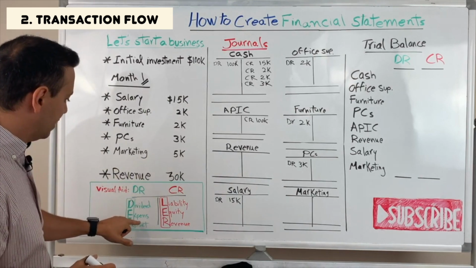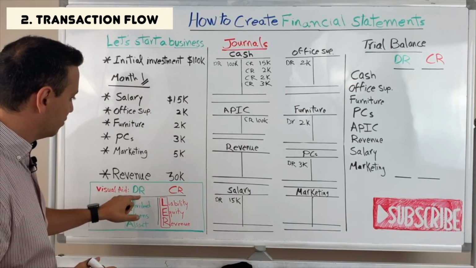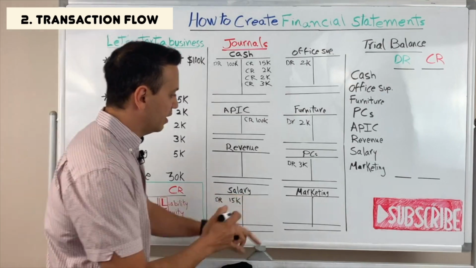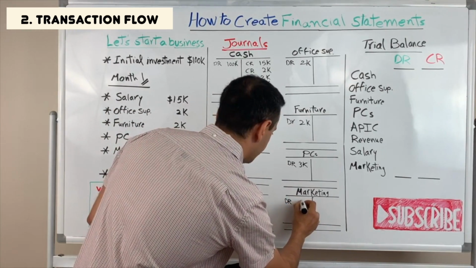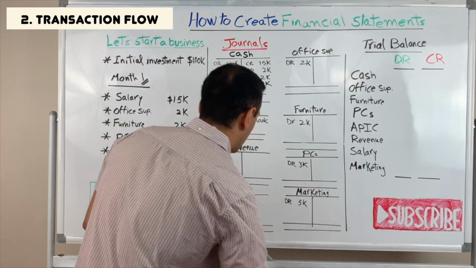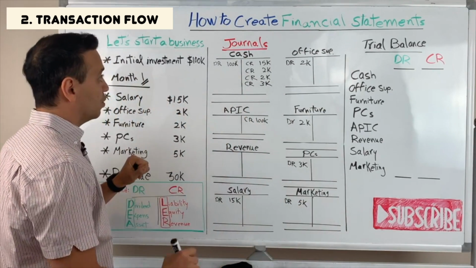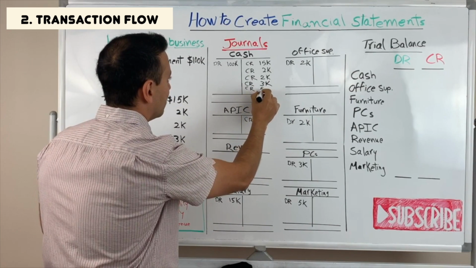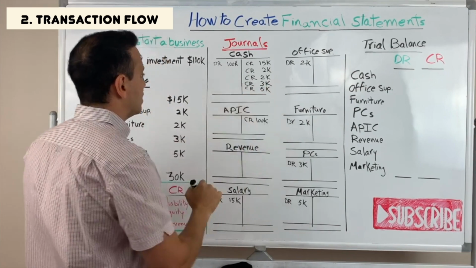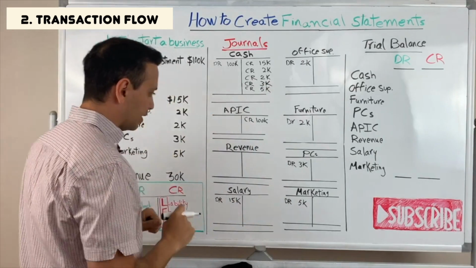So when we look here, expenses have a debit nature, so to increase them will be a debit. So we'll go to marketing and we'll record a debit of 5K. And we'll record the cash credit, cash going out for 5K. So now we've recorded the debit and credit of that transaction.